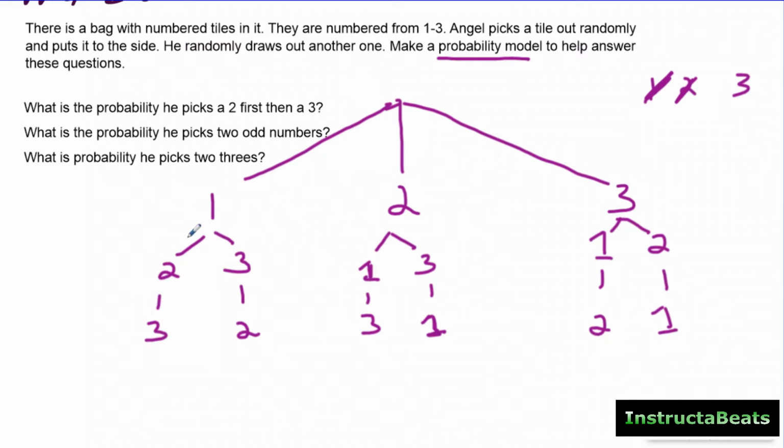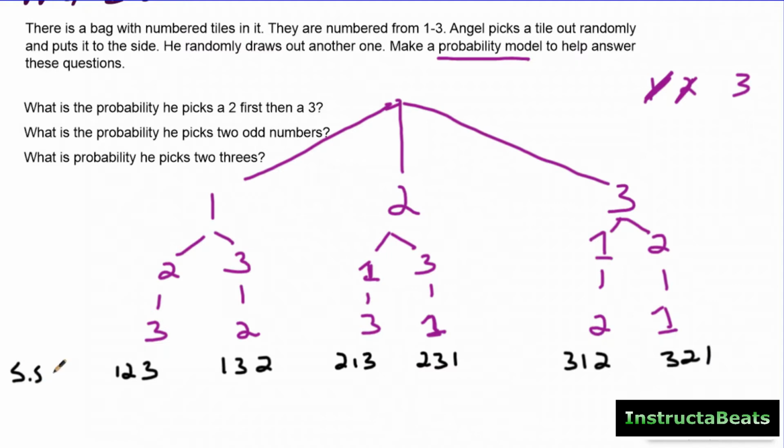So now you have your outcomes. You could do 1, 2, 3. You could have done a 1, 3, 2, a 2, 1, 3, a 2, 3, 1, a 3, 1, 2, or a 3, 2, 1. So this would be our sample space, right? These are all our different possible outcomes.